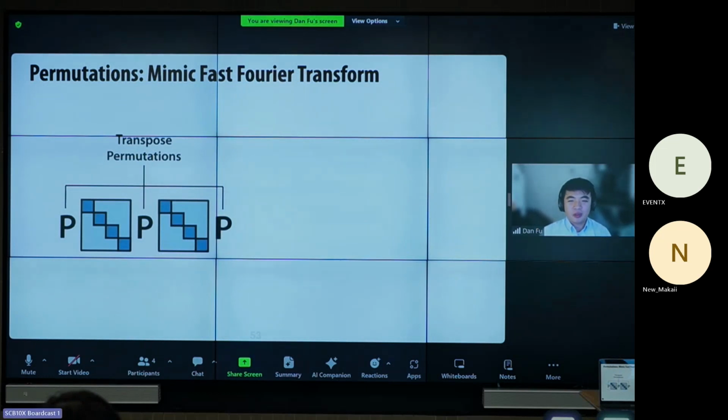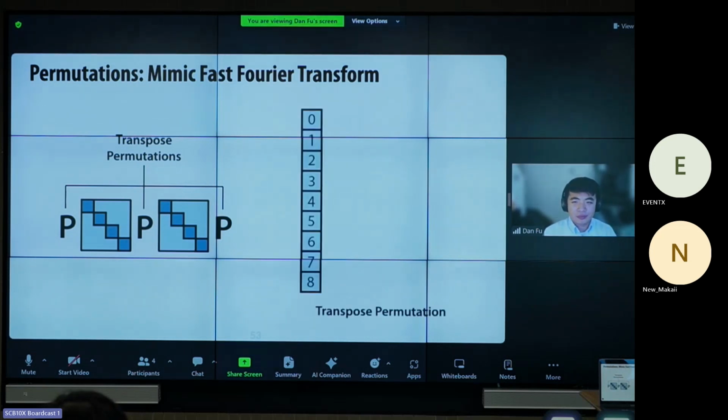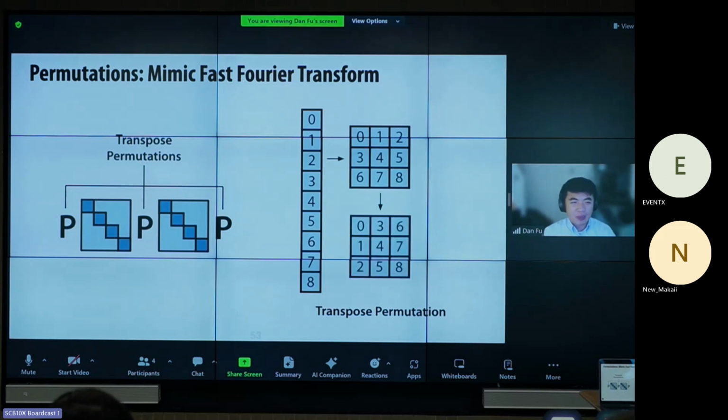Finally, these transpose permutations give us a lot of expressivity because they mimic the fast Fourier transform algorithm. I'll briefly walk through what this transpose permutation is to give you some intuition, and then we'll see how it can actually generalize the FFT algorithm. So here we're going to do a bit of a deep dive into the FFT. What this transpose permutation does is it takes some one-dimensional input, reshapes it to 2D, transposes that matrix, and then writes it back out.